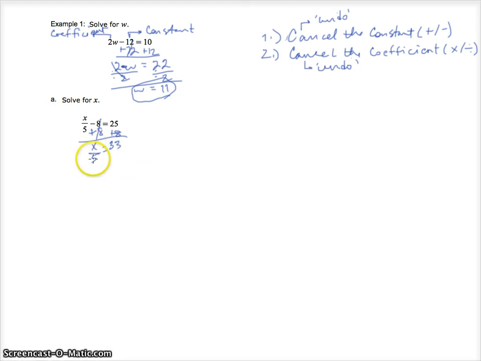And now since this is division, I want to cancel it by multiplying by 5 over 1. These cancel by 5 over 1. So I get x equals 33 times 5, which is 165. Okay, so remember to cancel the constant by adding or subtracting, and then cancel the coefficient.